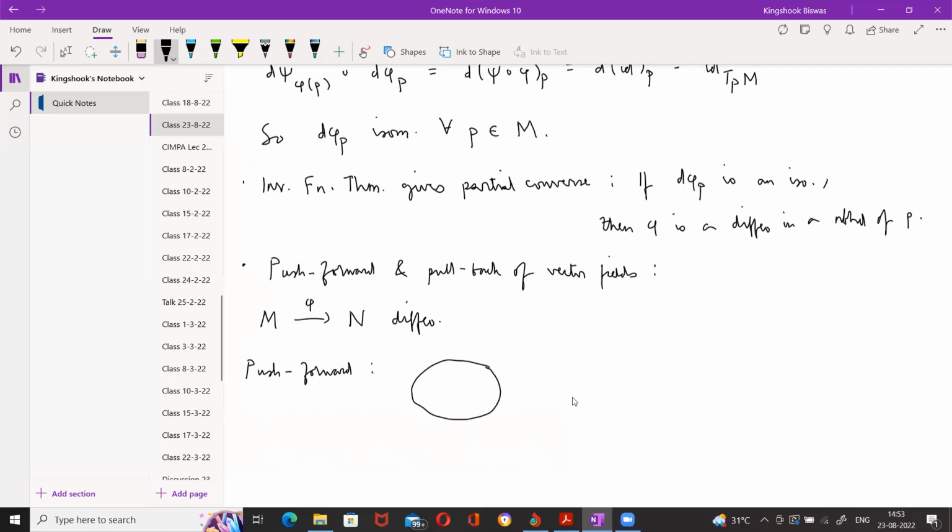Well, I have phi and I have a vector field X on M. I want to push it forward to a vector field Y equal to phi lower star X. This will be a vector field on N. So what I do is, given a point Q in N, since phi is a diffeomorphism, Q has a unique preimage, P. So P is equal to phi inverse Q.